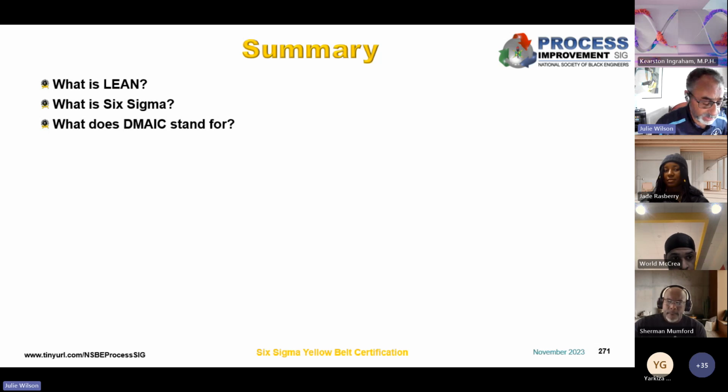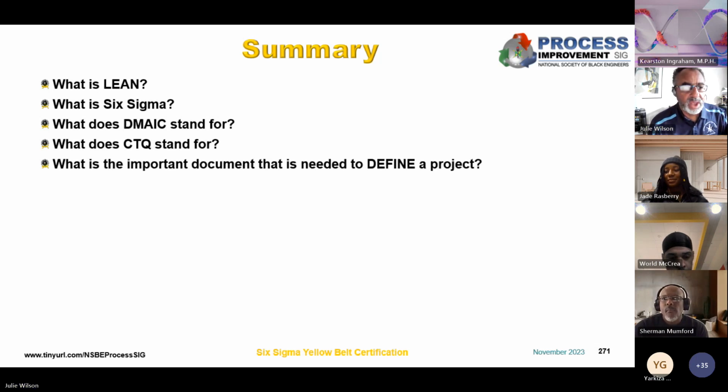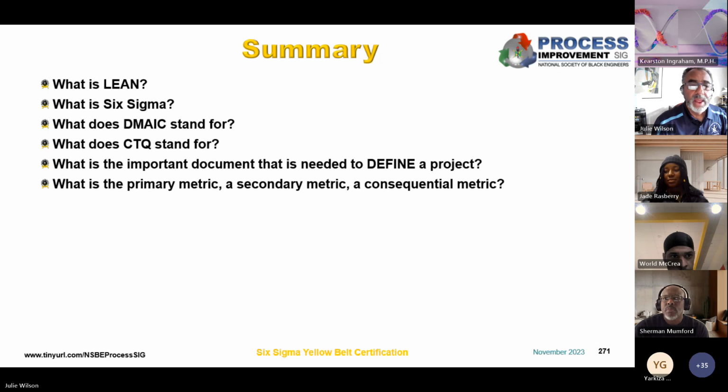What's the D stand for? Define. What's the M stand for? Measure. What's the A stand for? Analyze. What's the I stand for? Improve. What's the C stand for? Control. What does CTQ stand for? Critical to quality. That's what the customer wants. What's the important document that's needed to define a project? Project charter. How do you define what's your primary metric?